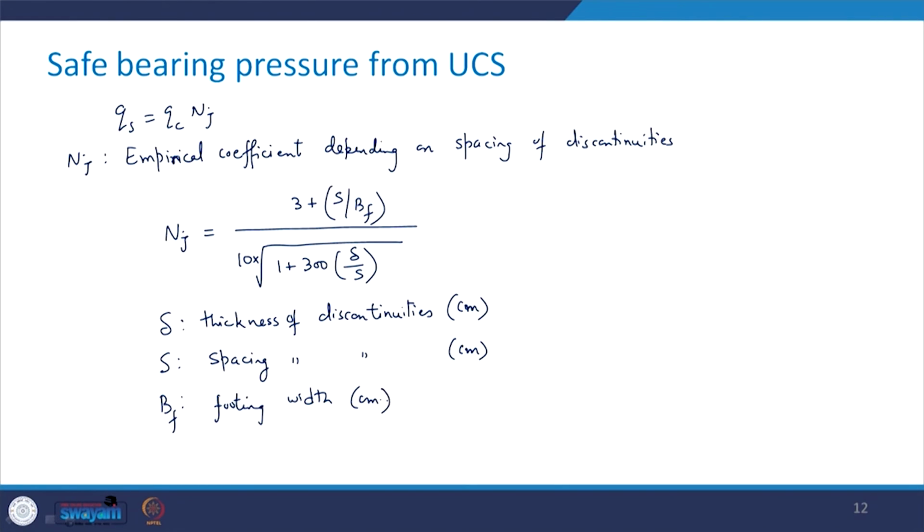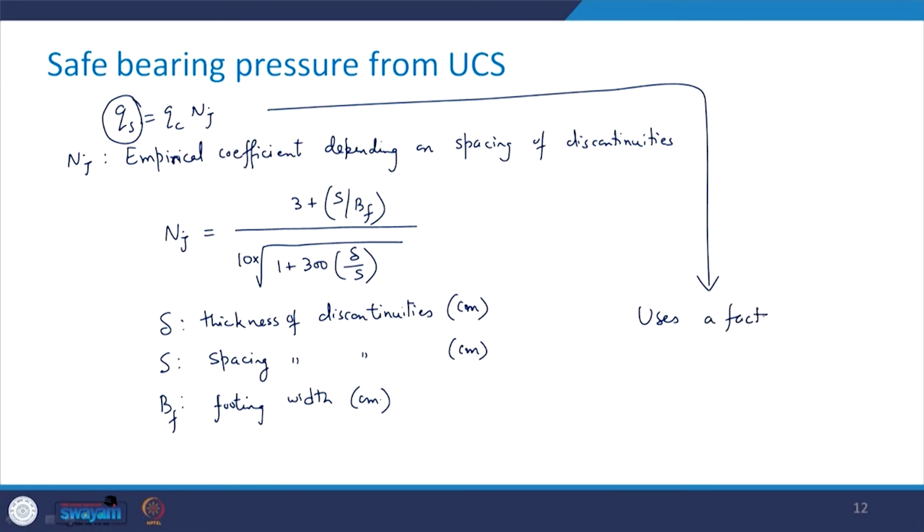Now one needs to keep in mind that what we are getting here is the gross value of the safe bearing pressure. So this particular equation uses a factor of safety of 3. Please remember this, because the safe bearing pressure is the ultimate bearing pressure divided by the factor of safety. So basically this equation uses a factor of safety of 3.